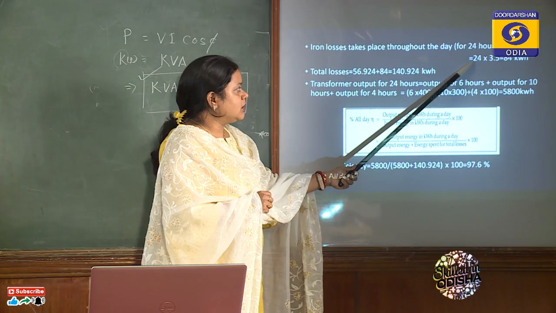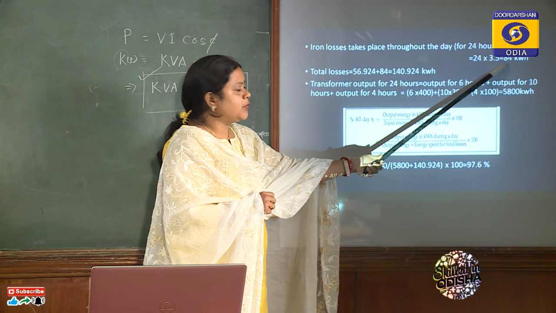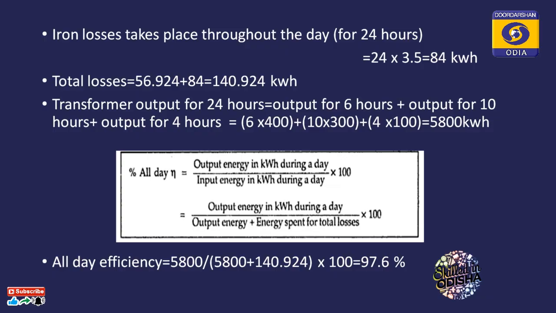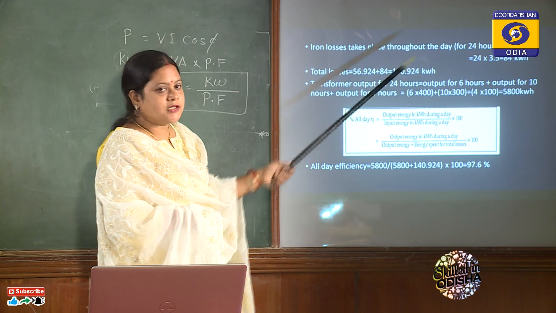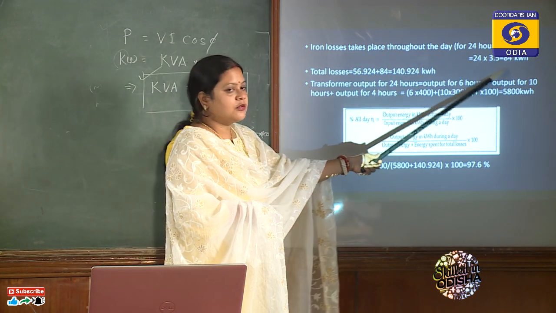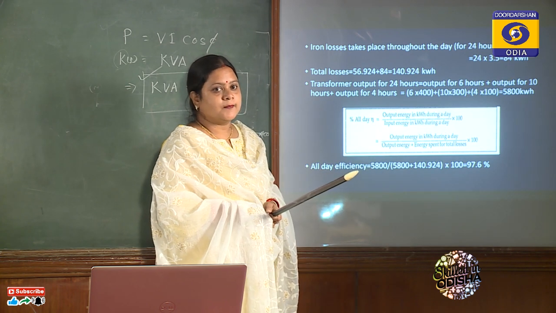Which is equal to 24 into 3.5, that is equal to 84 kilowatt hour. So this is the value of the iron or core loss of the transformer. For 1 hour it is 3.5 kilowatt and for 24 hours it is 24 into 3.5 kilowatt hour.